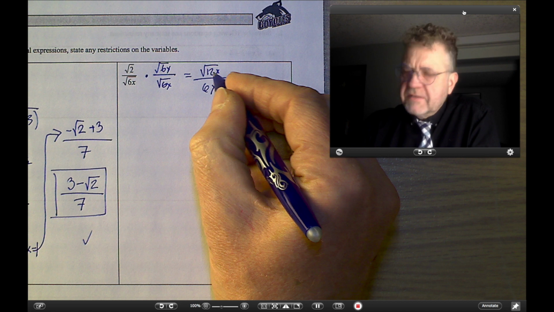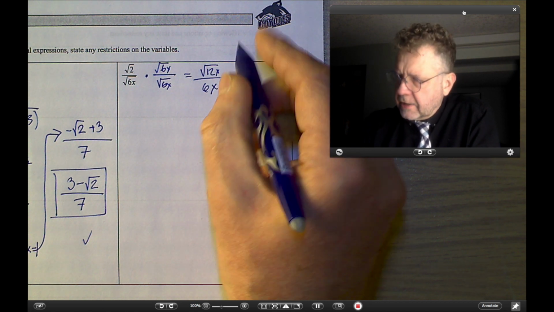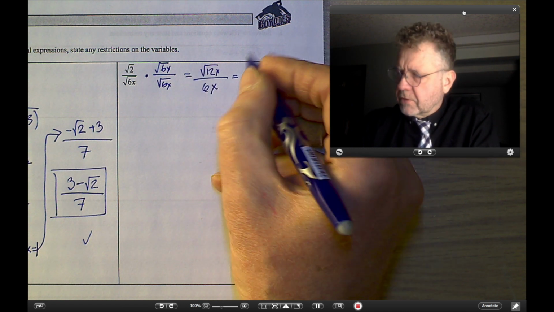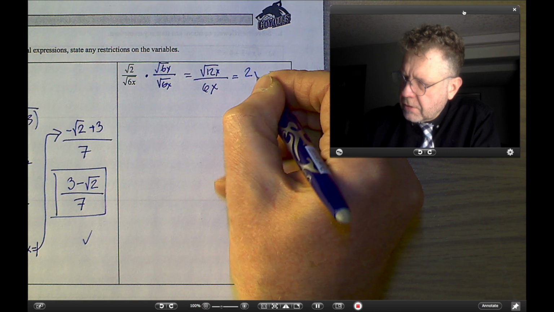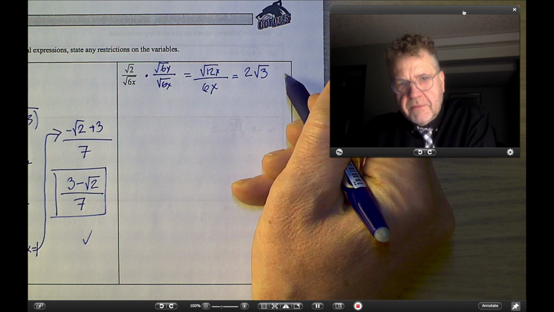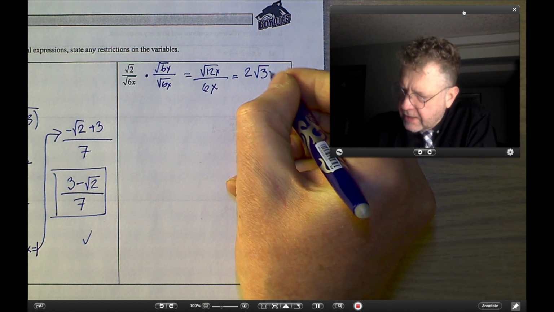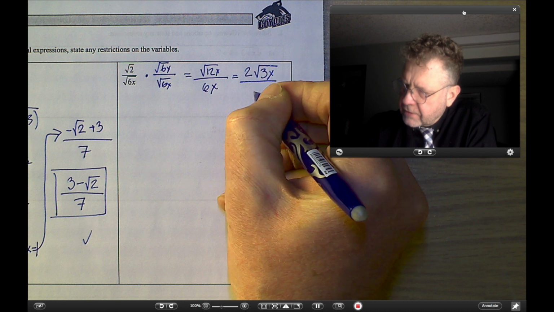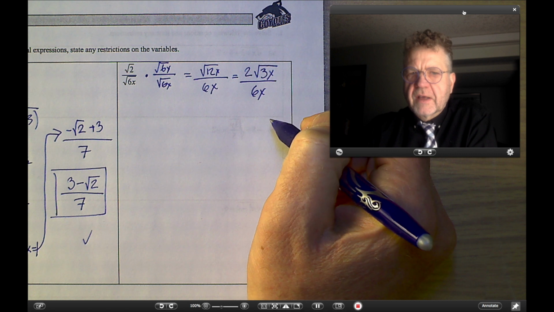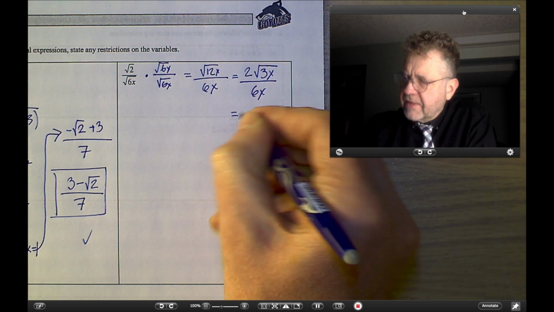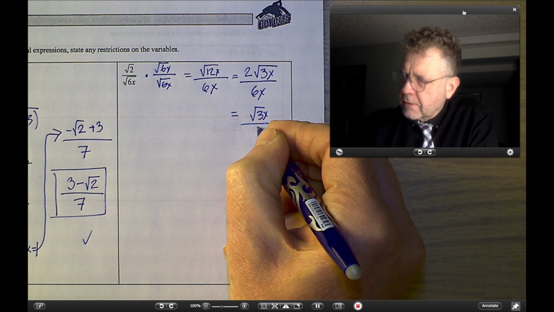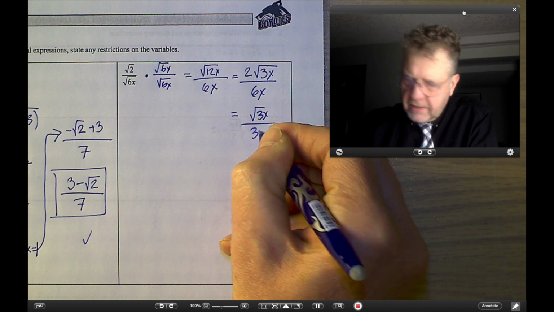All right, and so can we simplify this at all? Sure we can, because inside that square root of 12x, there's a perfect square hiding. You see it? It's 4, right? So when I take a 4 out of the square root, I'm going to have 2, and then root 3x, which is what the 12 would be when it was inside the radical, all over 6x. And then now, because these coefficients are outside of the radical, I can simplify that to simply root 3x over 3x. And boom.